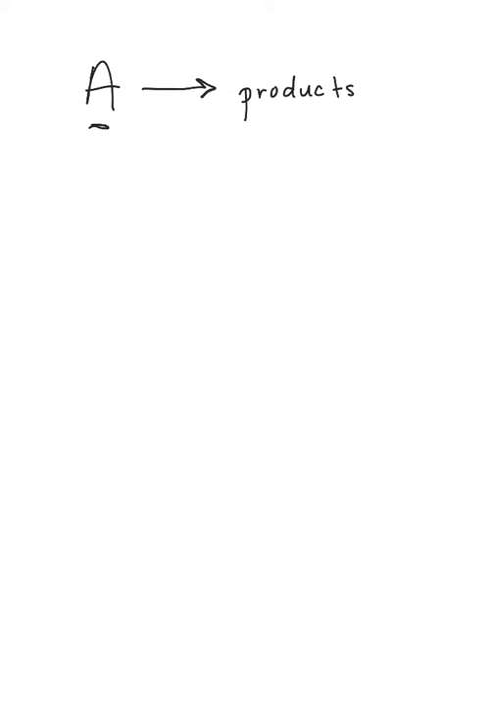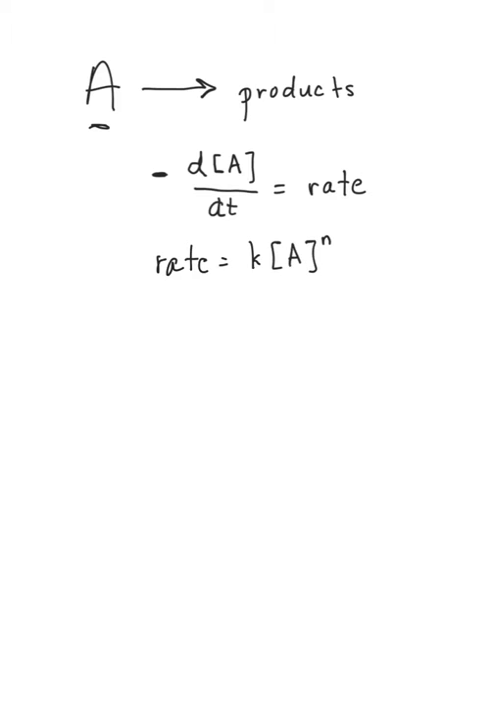In the first manner, we describe the rate of disappearance using a negative sign because our reactant will be going away. And we describe the rate of disappearance as a differential, the change in the concentration of A over time. This is the rate. Another way to write this rate is to express it in terms of a rate constant, K, multiplied by the concentration of reactant A raised to some power that's, at this point, not determined.